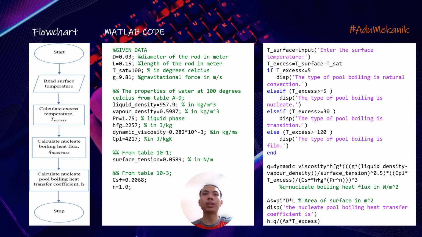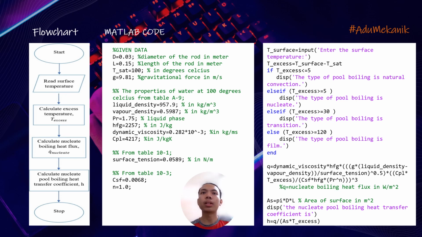This first representation is our constants or inputs that we found for our problem. So we put in the script file all of the given data, the properties of the water from table A9, table 10.1 and 10.3. And then we implement the syntax and logical operators and also a function to find our T excess, as we see in the second picture of our MATLAB code.